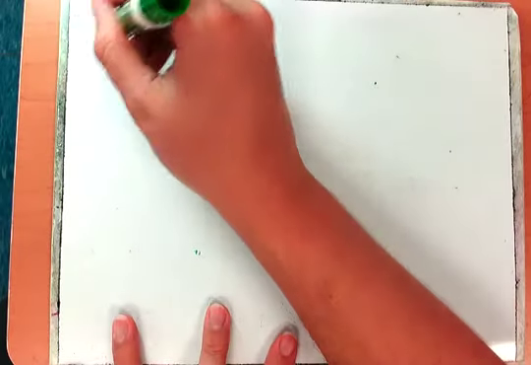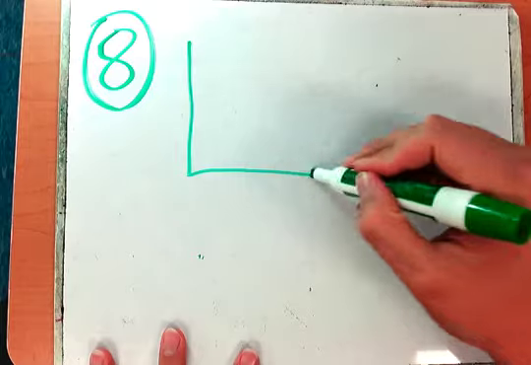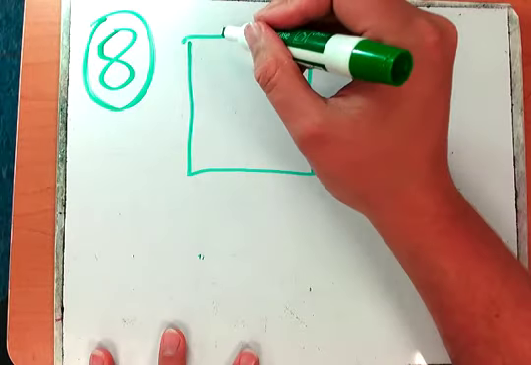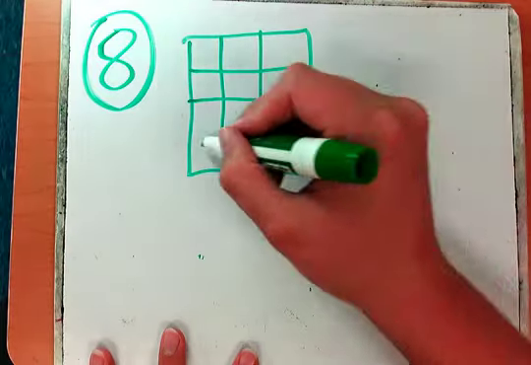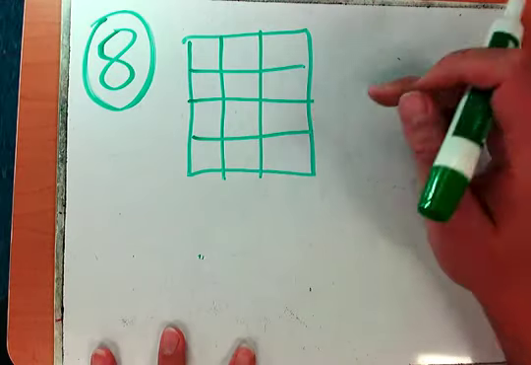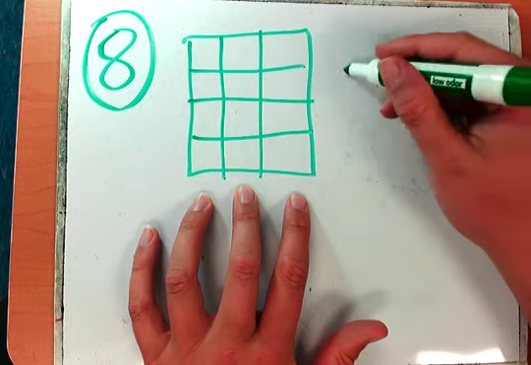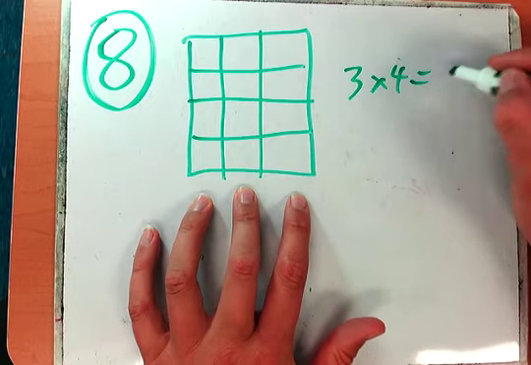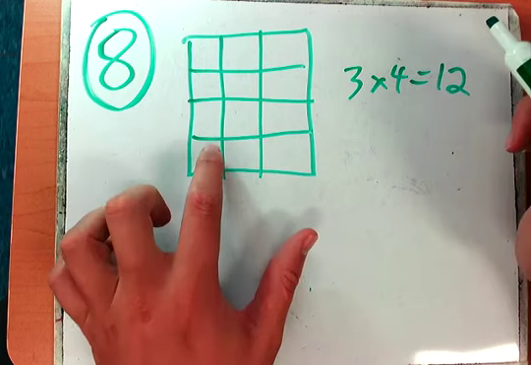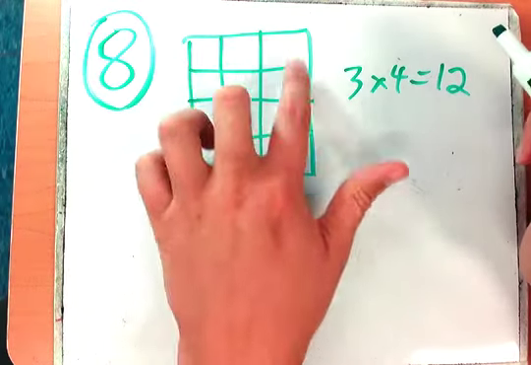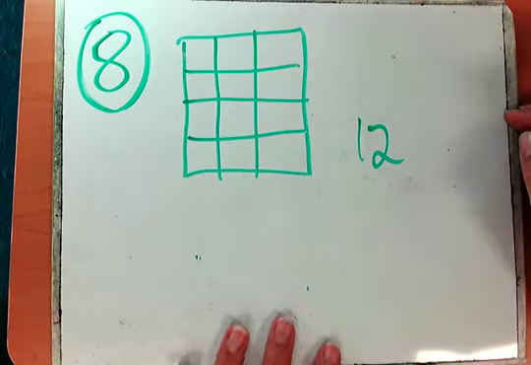Number 8. For number 8, we've got a picture, and we've divided this into how many sections. You always want to count. You can either do 3 times 4, which equals 12, or I can just count 1, 2, 3, 4, 5, 6, 7, 8, 9, 10, 11, 12. We know there are 12 sections.